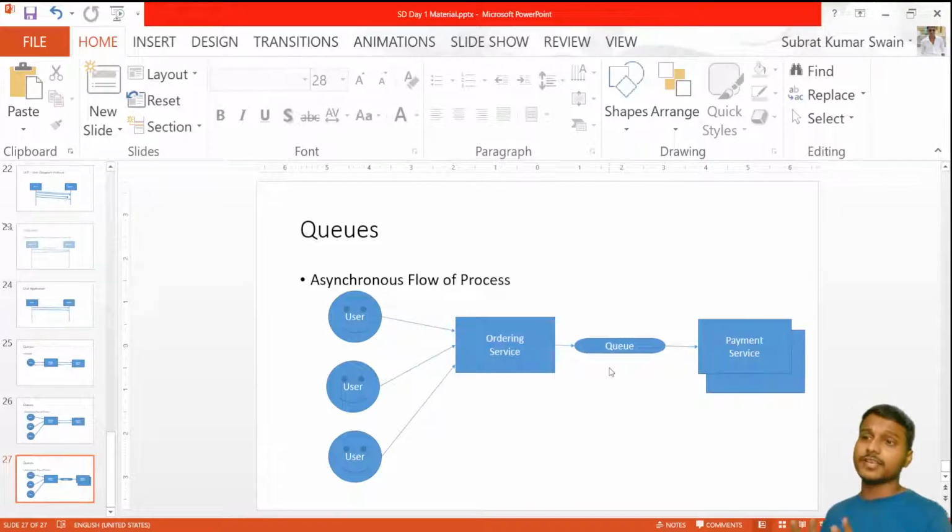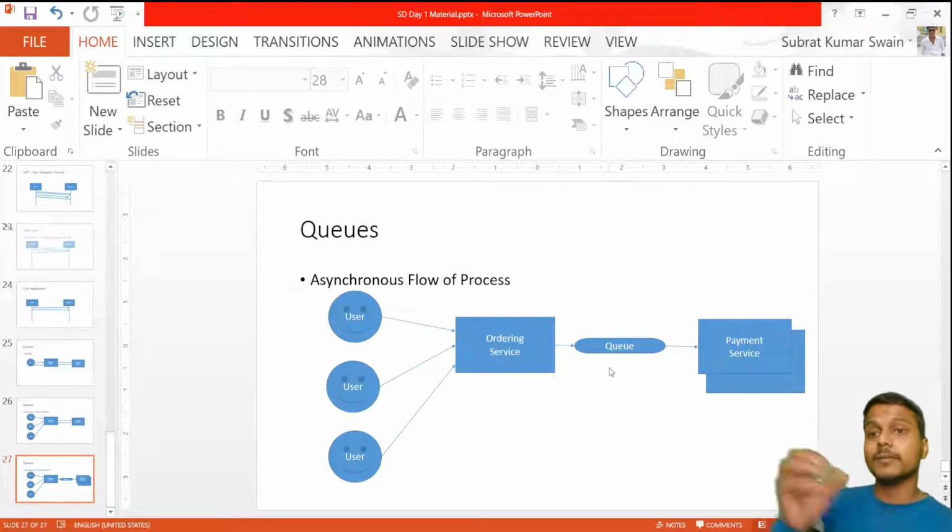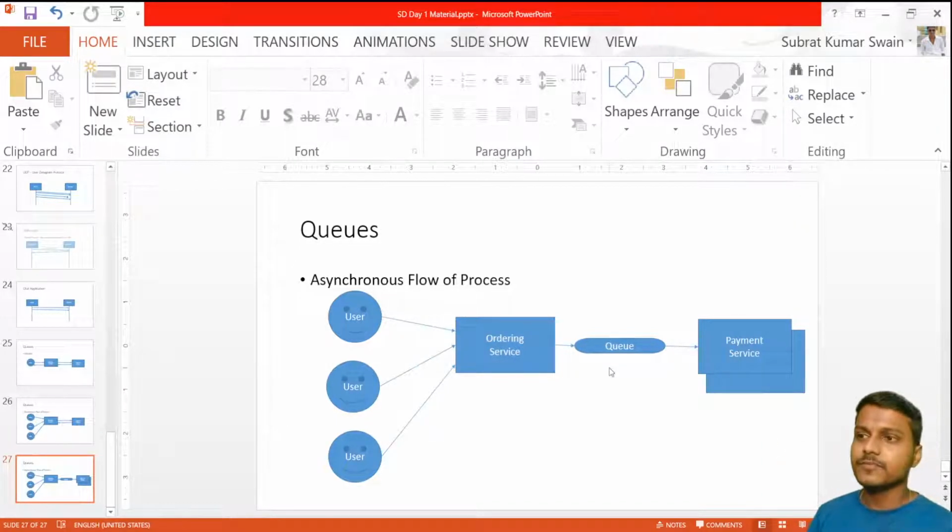Okay, did everyone understand what the queue is doing here, how it is helping with the asynchronous flow process, and how it is handling so many orders? Understood, clear, guys? Please respond in the chat. There are many queues.